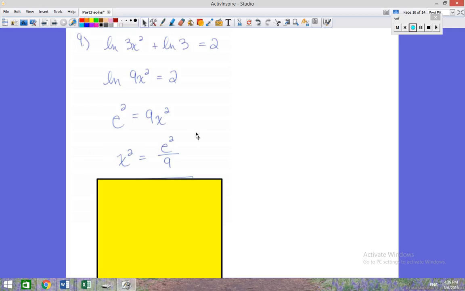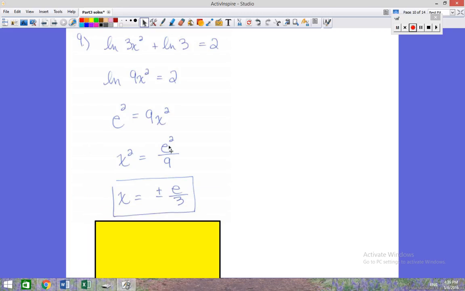When we take the square root, we introduce a plus or minus sign. And when you have the square root of a fraction, you can take the square root of the numerator and denominator separately. The square root of 9 is 3. The square root of e squared is just e, because that had an exponent of 2, so therefore the base comes out of the radical. Don't forget to put the plus or minus sign.